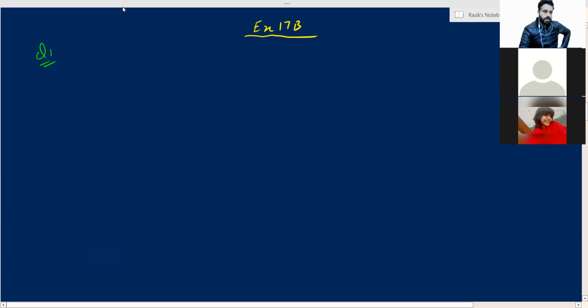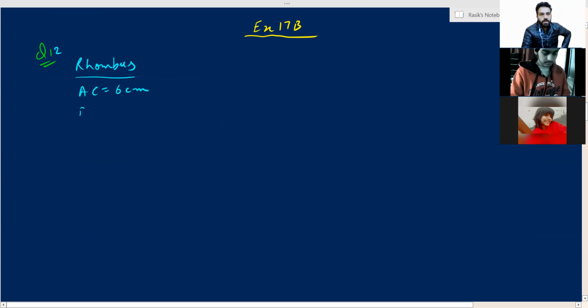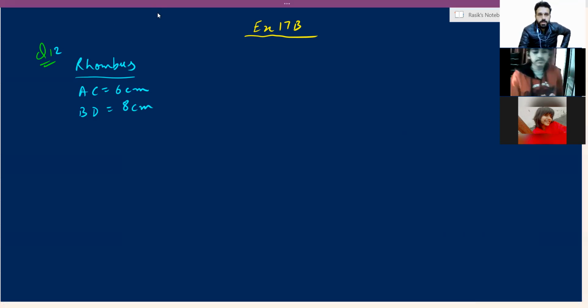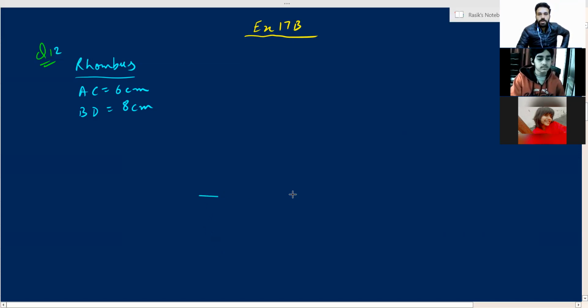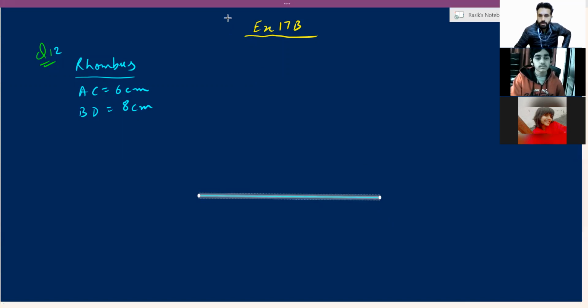In question 12, we have to construct a rhombus where both the diagonals of the rhombus are given. So if the rhombus is ABCD, we can say that AC is equal to 6 centimeters and diagonal BD is equal to 8 centimeters. So both the diagonals are given in the question. So let's start. Let's draw BD first. This is diagonal BD of 8 centimeters.